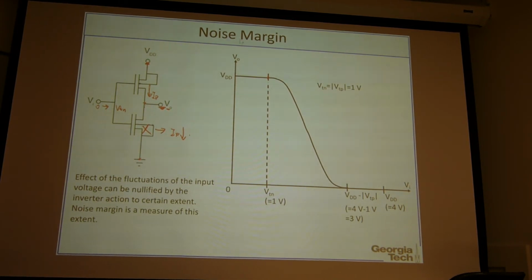So you will have this process when you sweep the input voltage from 0 to VDD. Then you go through a few stages: first the NMOS changes from off to on, and later the PMOS changes from on to off.